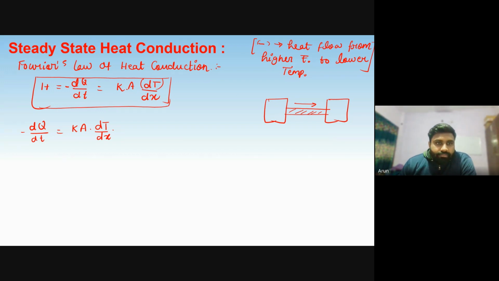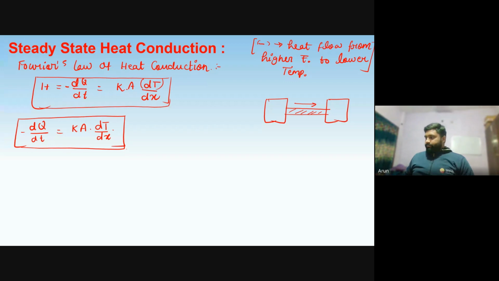Now this you can note down. Everyone note it down, please, because it is very important for the theoretical aspect. Let's say the temperature here is T1 and here the temperature is T2.